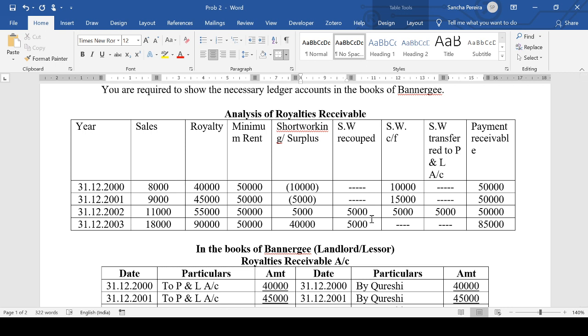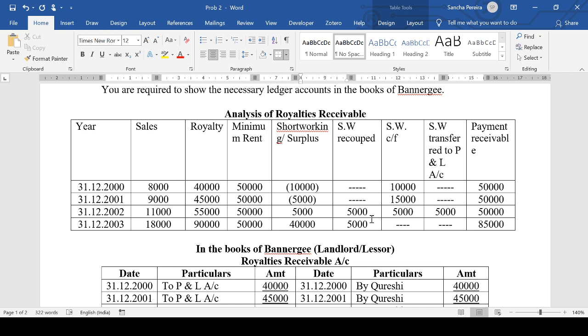Reverse the entry. What will it be? Landlord account to bank to short working. What will be the entry? Reverse. Bank account, because we are in the books of the landlord. He's going to receive it. Bank account debit, short working allowable. When he's receiving, he's also allowing a short working to be recouped. That's the meaning of it.